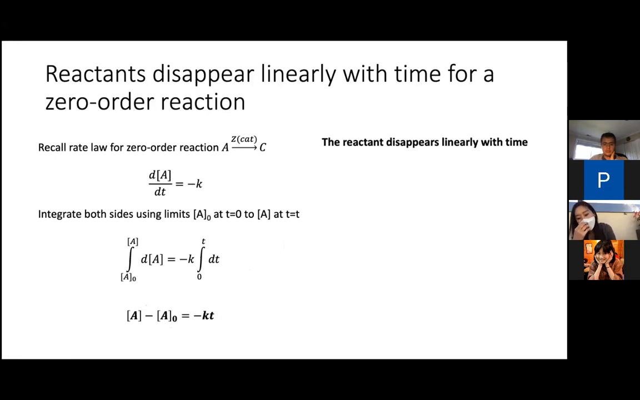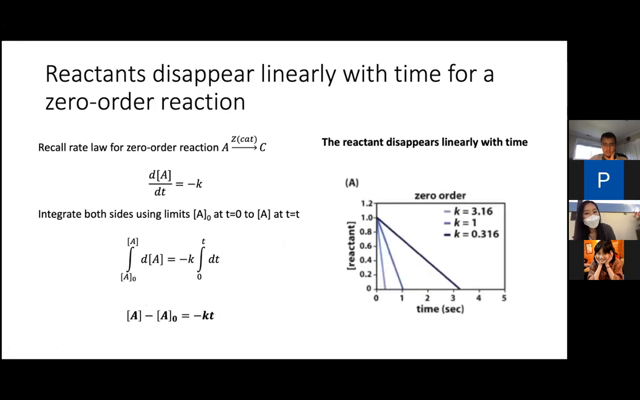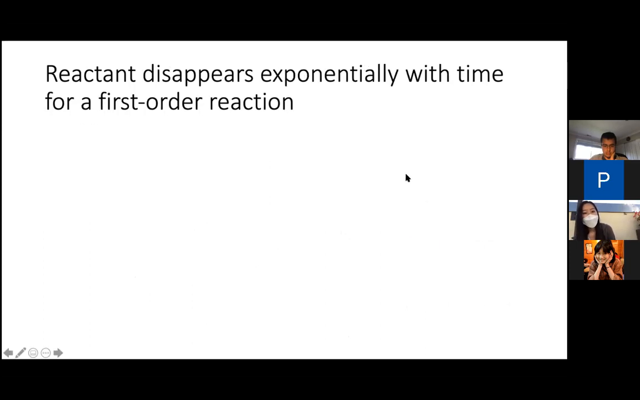And we can verify this experimentally. If we measure the concentration of the reactant over time, the graph will be linear, like we said. And that's just a sanity check, and they match. Whereas for a first order reaction, the reactant disappears exponentially.